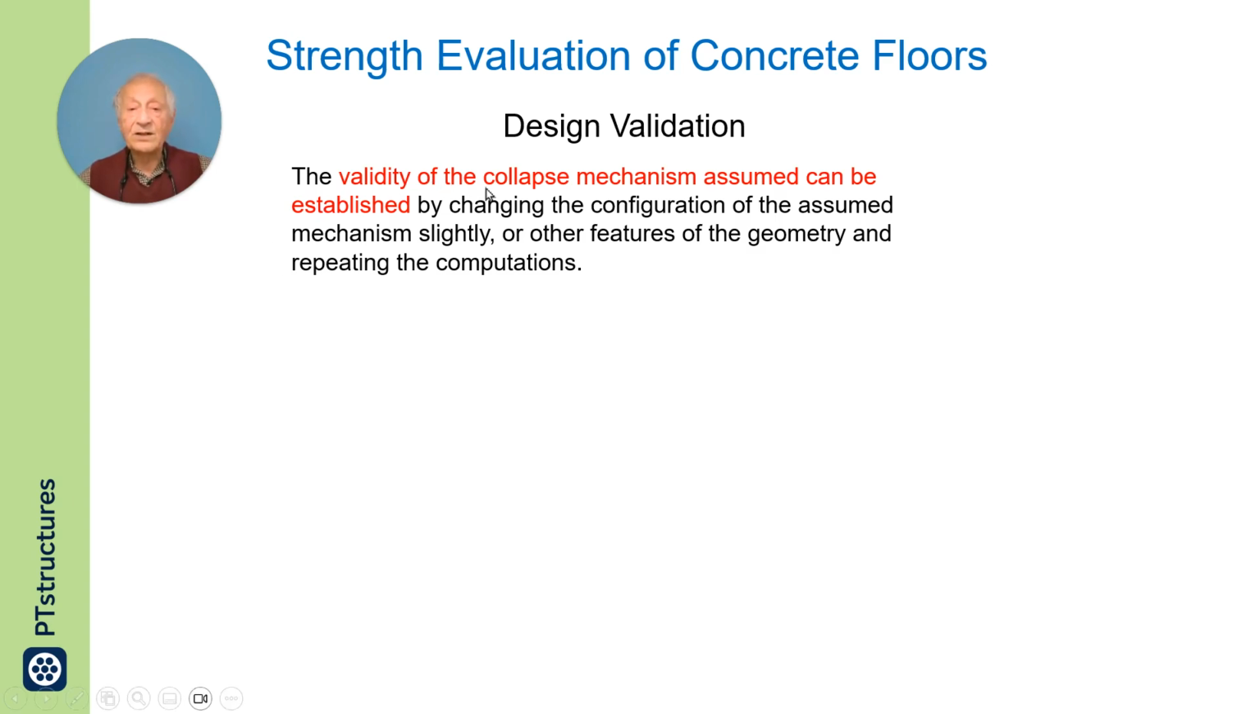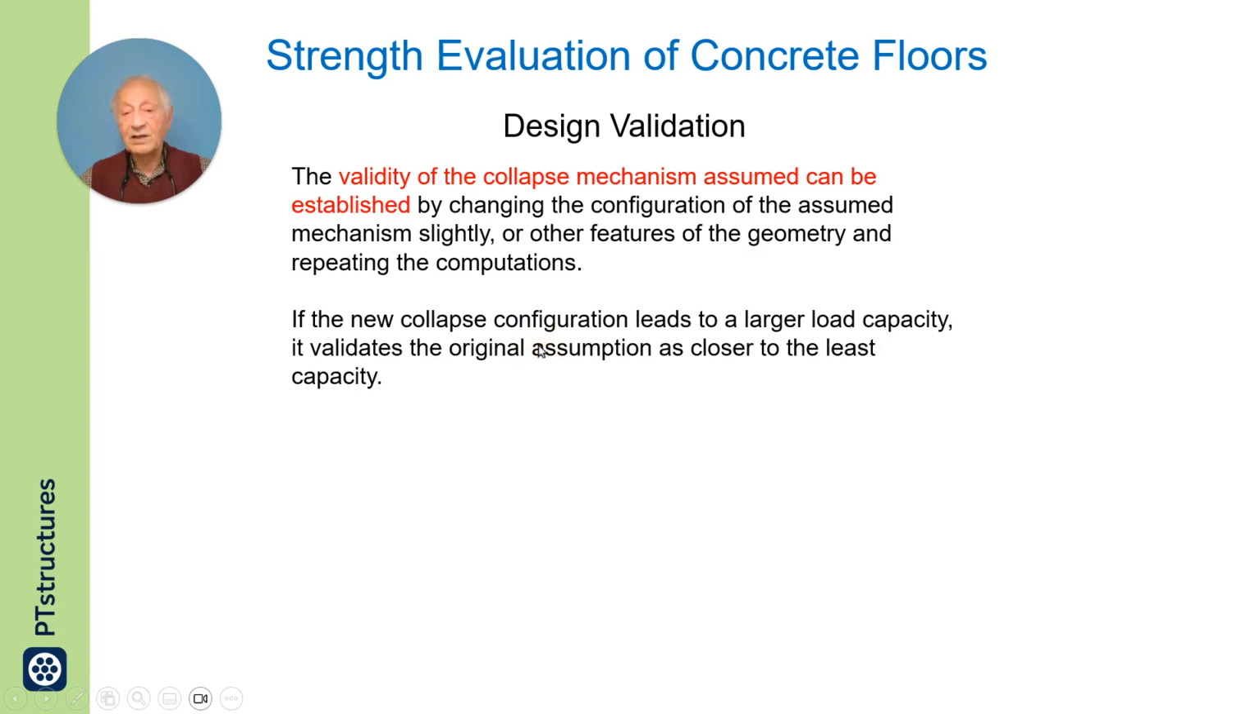The validity of the collapse mechanism assumed can be established by changing the configuration of the assumed mechanism slightly, or other features of the geometry, and repeating the computation.